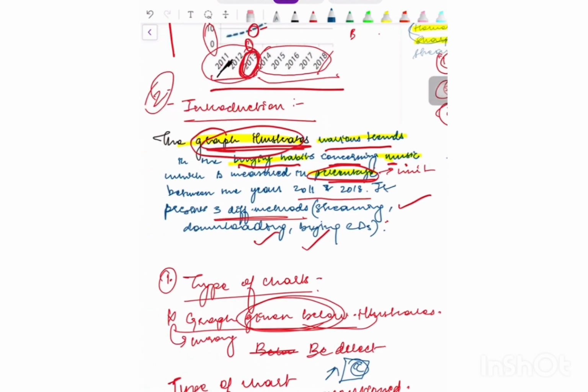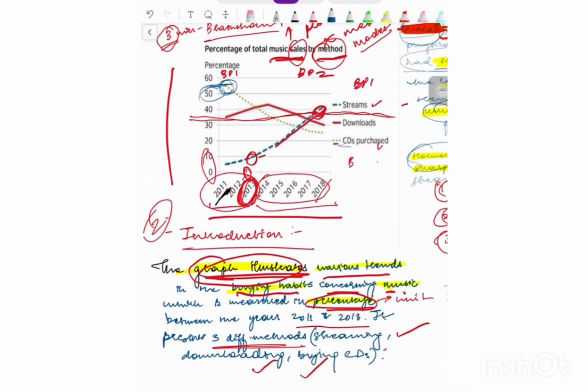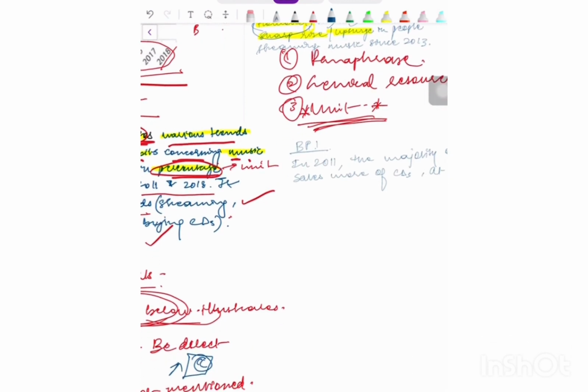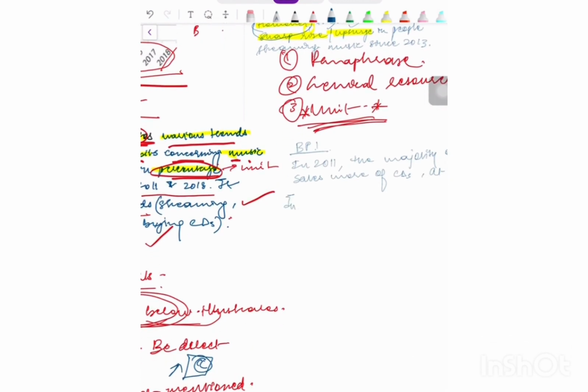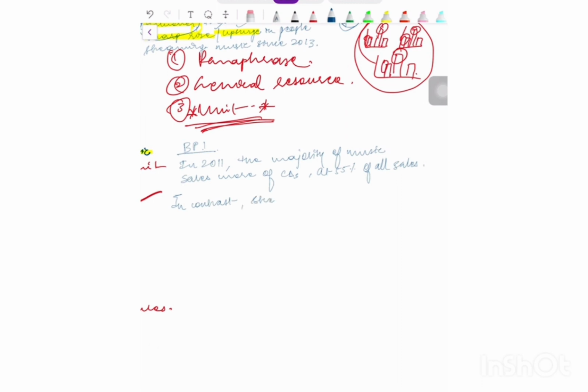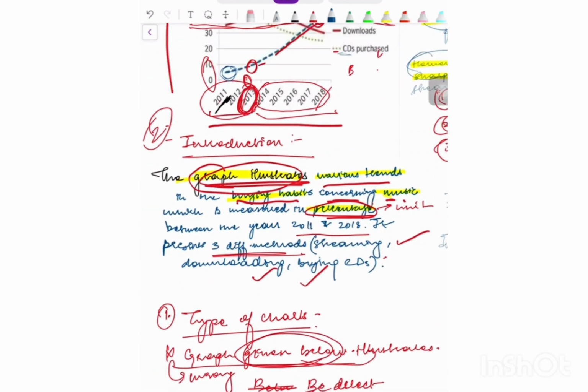So now in comparison to this, in contrast, streaming was not common at all at only 5%. So we showed the trend of 2011, that streams were not common at all at only 5%. In contrast, streams were not common at all at only 5%. Also, what else is there in this?